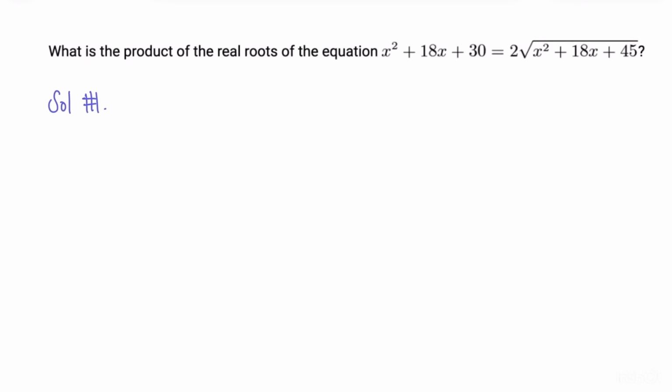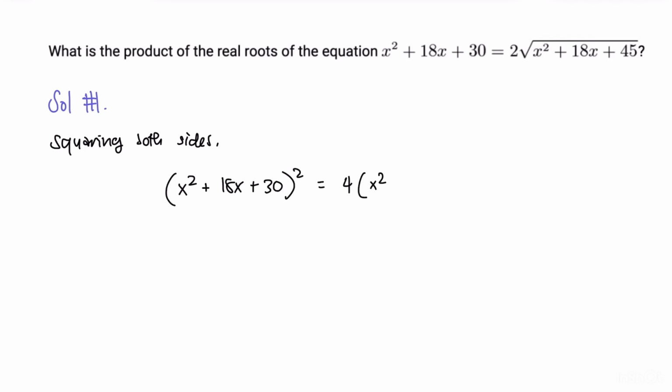Now, squaring both sides of the equation, we get x squared plus 18x plus 30 all squared equals 4 times quantity x squared plus 18x plus 45.